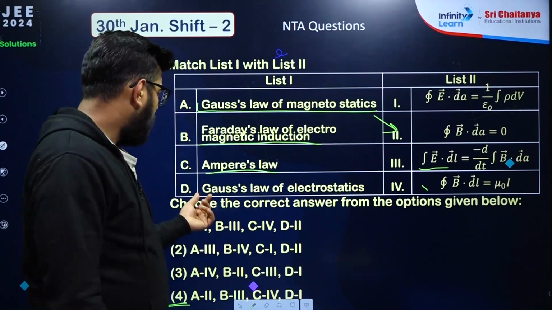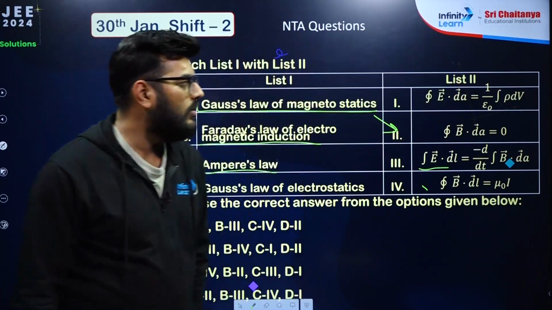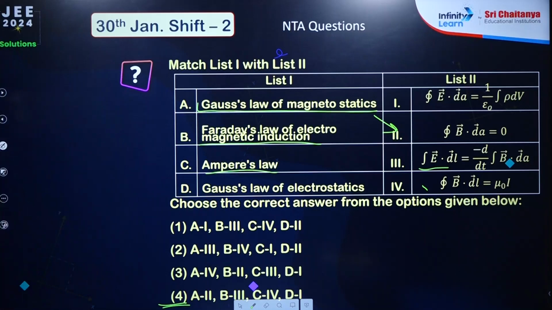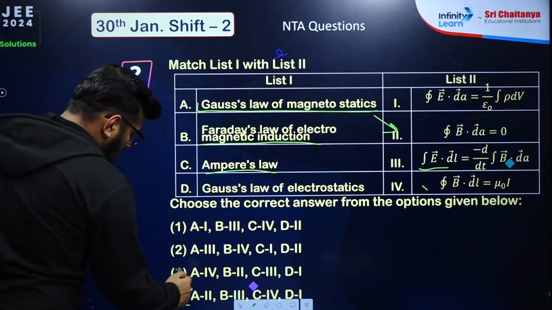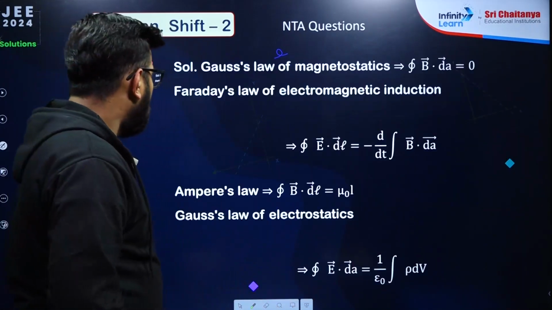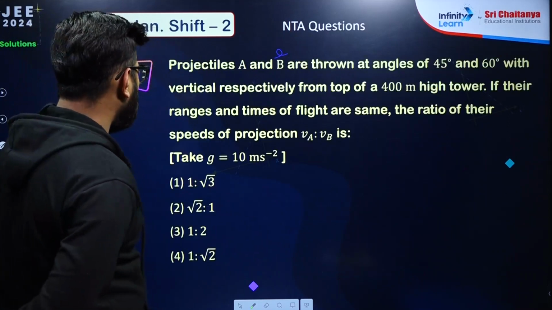And D, Gauss law for electrostatics. Gauss law for electrostatics is integration of E dot dA is equal to Q enclosed upon epsilon naught, right? Q enclosed upon epsilon naught. This is the correct answer. So obviously option number 4 is the correct answer over here. I hope you all have understood this. These are the formulas written, so it's very easy, not an issue at all.